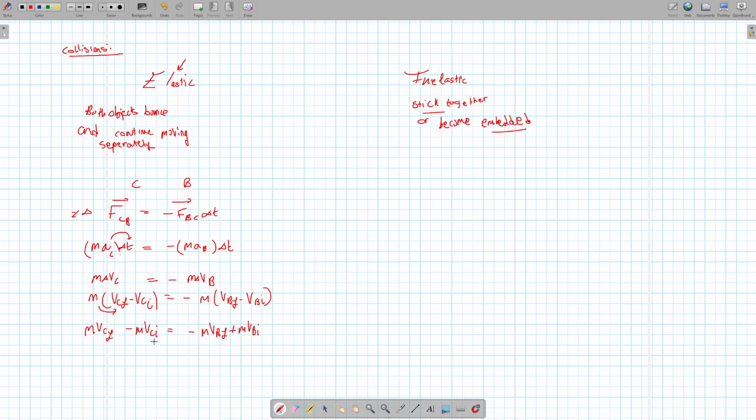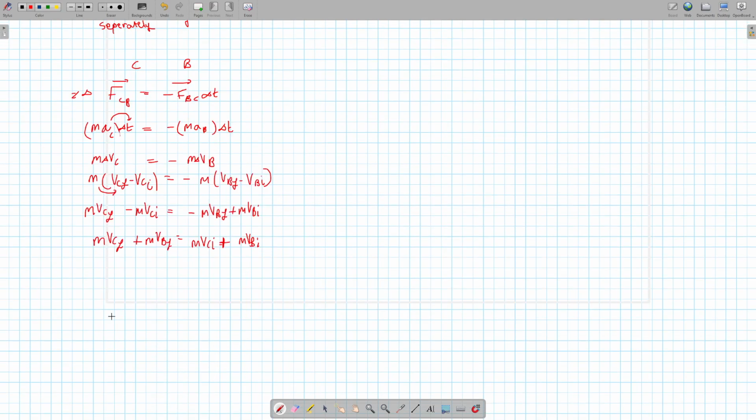So let's take all the initial to one side and all the final to one side. You're gonna get M VC final plus M VB final is equal to M VC initial plus M VB initial. So this is the proof of this. What do we call this? This is the collision theorem, whatever; this is what I like to call it. In simpler terms, call the initial velocity u and call the final velocity v.